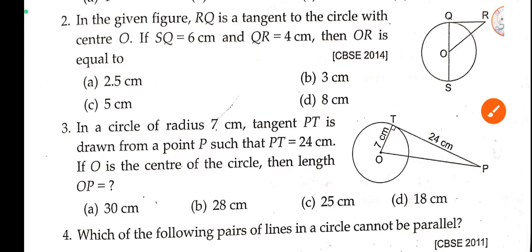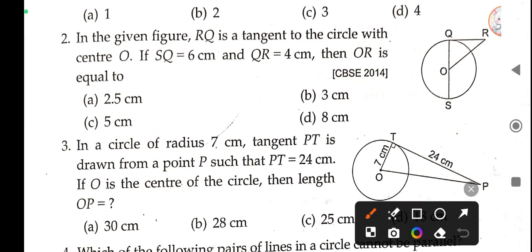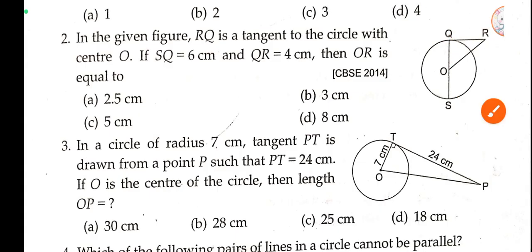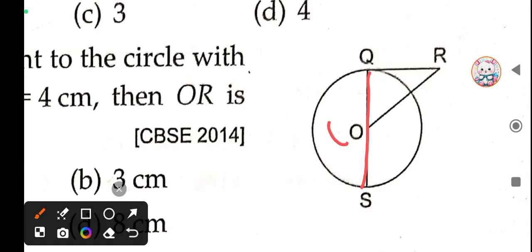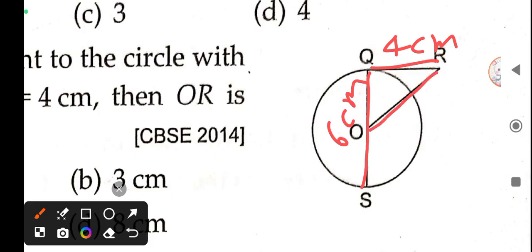Let's proceed to question number 2. It says that in the given figure, RQ is a tangent to the circle with center O. Now SQ is given as 6 centimeter and QR is 4 centimeter. Let's zoom out. So here you can see that this is 6 centimeter and this is 4 centimeter. Now you have to find OR.